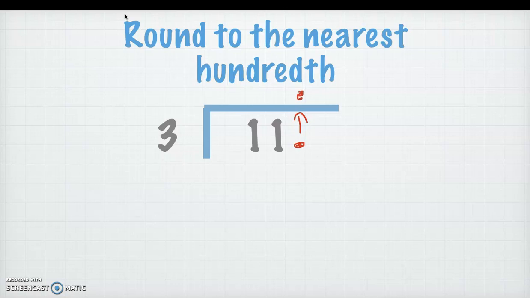So 3 can go into 11 3 times. So we're going to write down that 3. 3 times 3 equals 9. And then I subtract, I have a 2 as my remainder. Once I added my decimal point, I can go ahead and annex zeros to finish my division. How many times can 3 go into 20? We have 6 times.